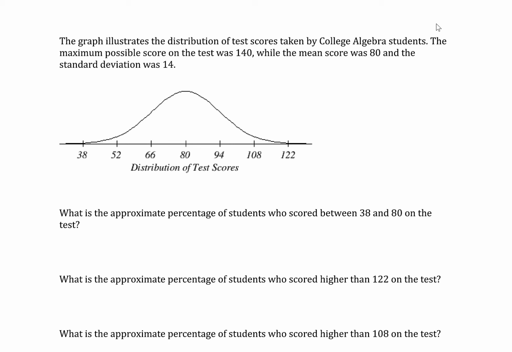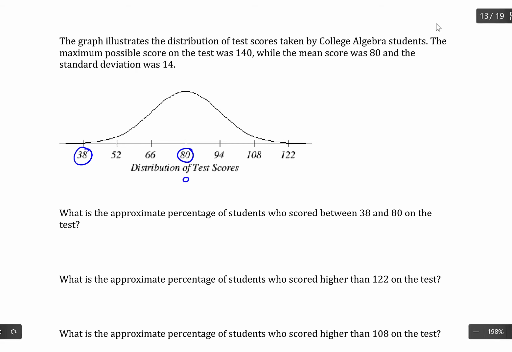The graph illustrates the distribution of test scores taken by college algebra students. The maximum possible score on the test was 140, while the mean score was 80 and the standard deviation was 14. What's the approximate percentage of students who scored between 38 and 80 on the test? All right, so 38 is here and 80 is there.